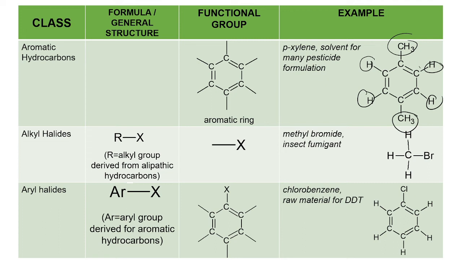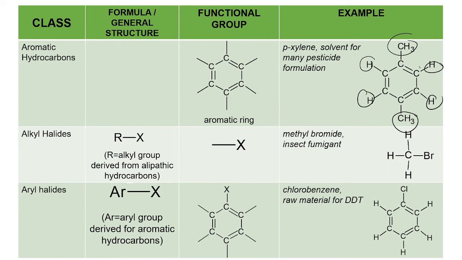And we also have here the alkyl halides. By alkyl halides, we have here a halogen that is bonded to an aliphatic group or alkyl group na tinatawag. So one example here is the methyl bromide. It is an insect fumigant or yung tinatawag natin pesticide. Hindi na siya masyadong ginagamit ngayon due to its effects sa environment.